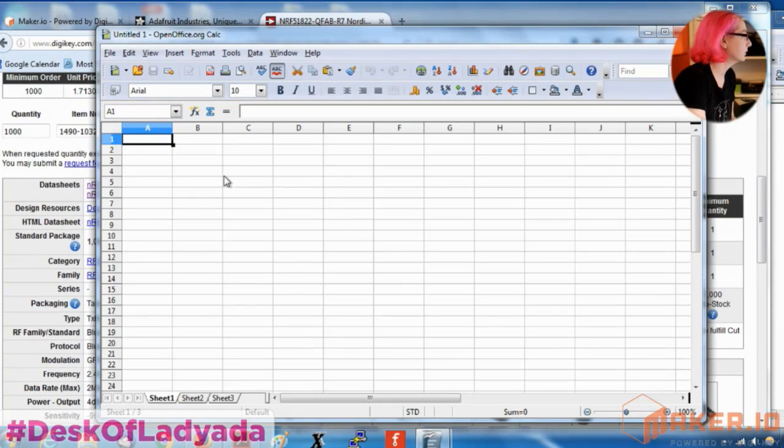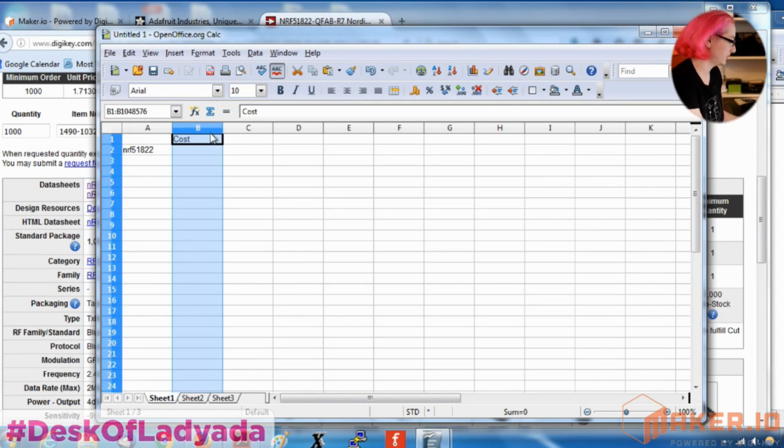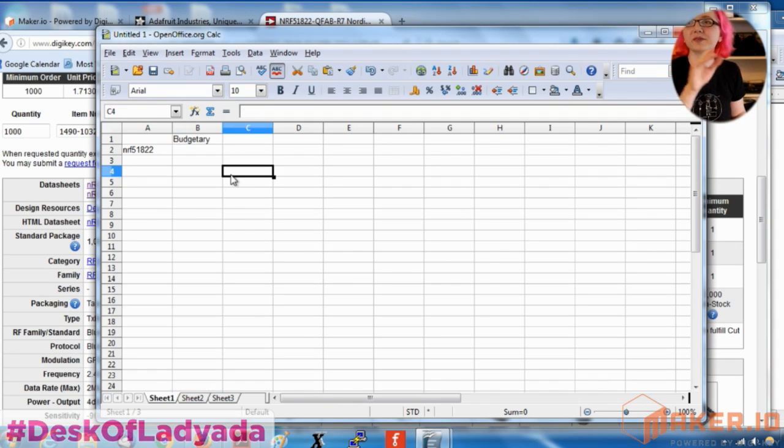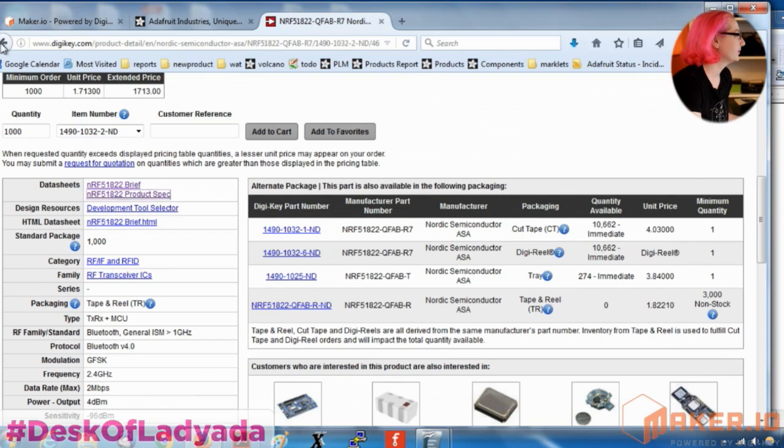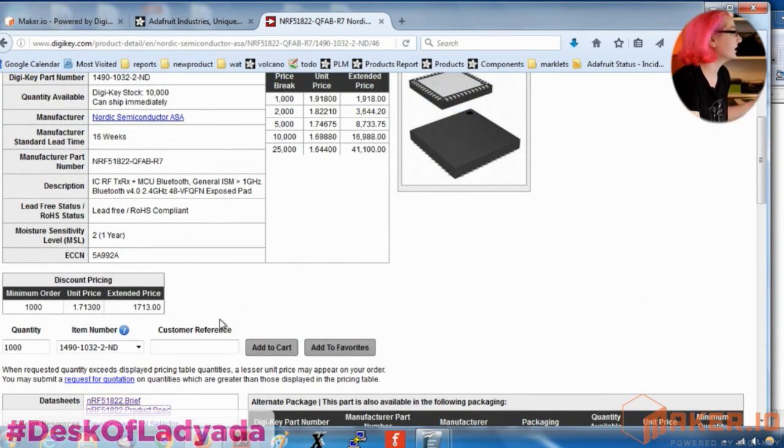So we'll decide maybe NRF 51822, and we can put in cost, but I'm actually going to call this budgetary. It's a word people use. It means not really the cost, but kind of the cost. It's what you want to spend. So actually, because I buy a lot from Digi-Key, I get a price of $1.71. It's not so bad.